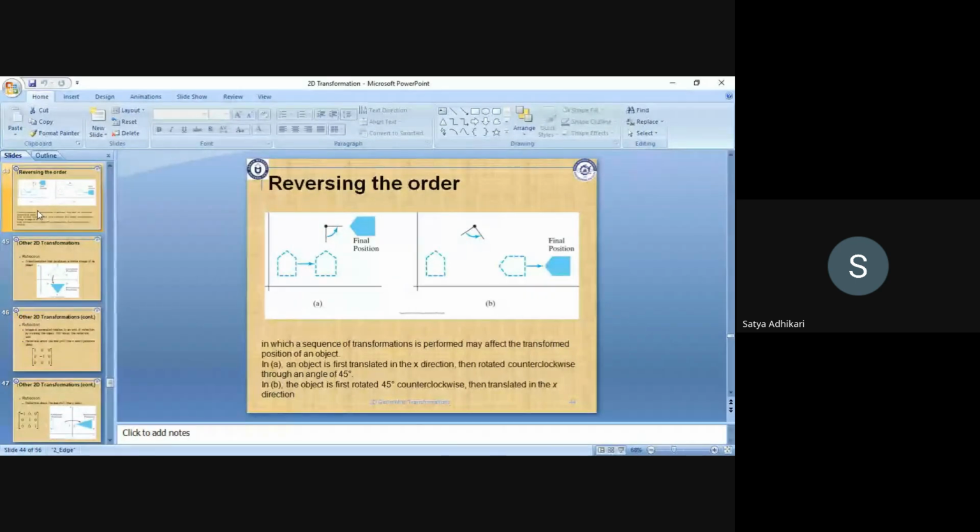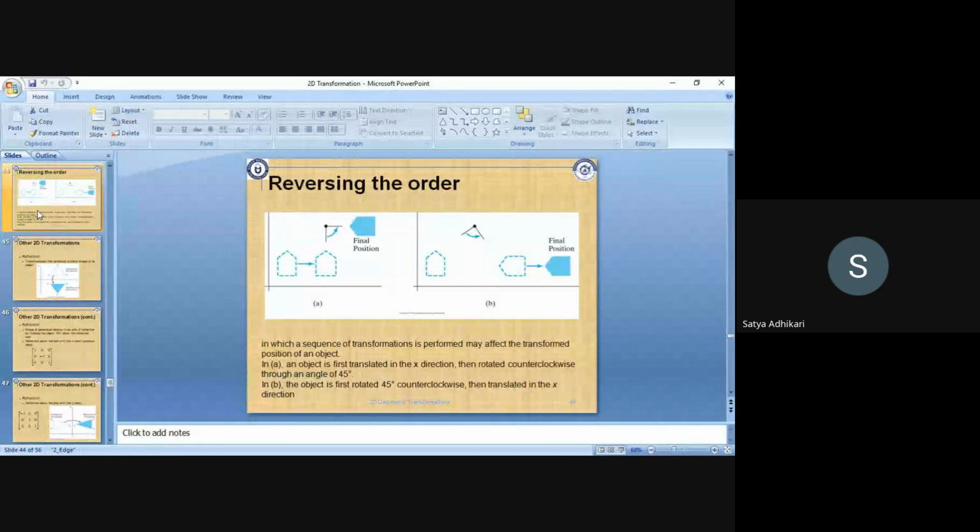Reversing the order: the sequence in which transformations are performed may affect the transformed position of an object. You see, in the first picture, an object is first translated in the x direction and then rotated anticlockwise through an angle of 45 degrees. You get the final position after the anticlockwise 45 degree rotation.